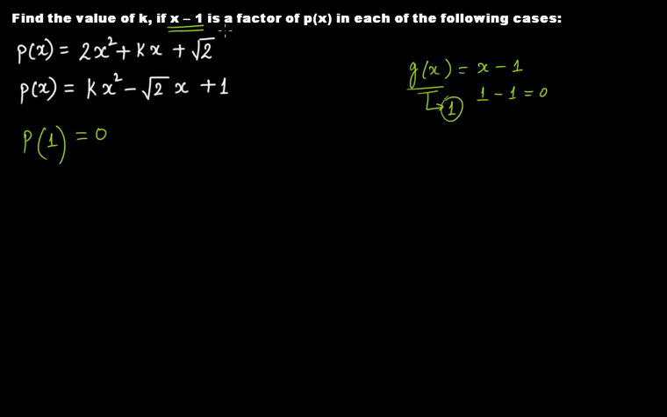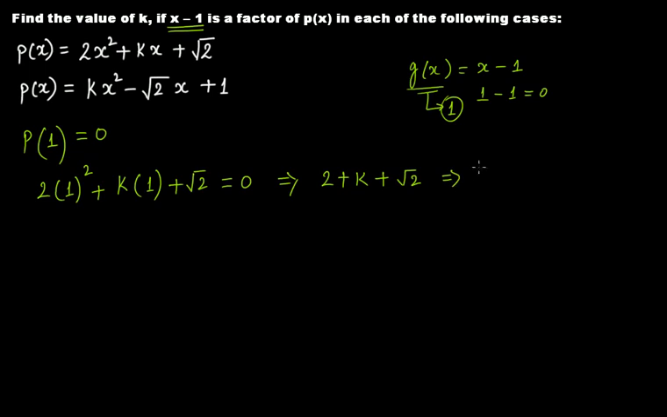The 0 of this polynomial, that is a factor of this polynomial. If you put the 0 in this at the place of x in this polynomial, you should get 0. So put p1, this is 2 multiplied by 1 squared plus k, we have to find its value, multiplied by 1 plus square root 2, this is equal to 0. Right? Now this is 2 plus k plus square root 2, right? So from here you get k is equal to minus 2 minus square root 2.